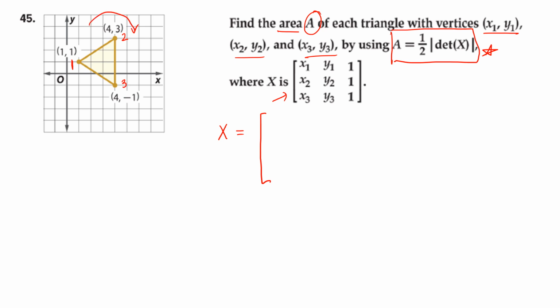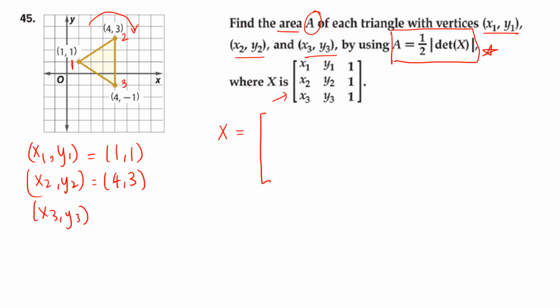That means I can't choose x1, y1 to be, let me first write so it will be easy. So x1, y1, if I choose as 1, 1, then x2, y2, I have to choose as 4, 3. So I go in the order. I can't flip the order, okay? And then x3, y3, I can choose as the third one, which is 4, minus 1. So I go like this in an order.